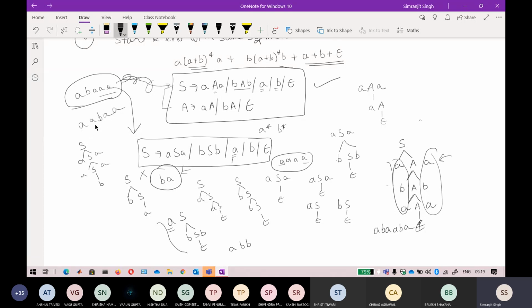Okay, so balanced means there are two A's on the left hand side and two somethings on the right hand side, and in the middle something is there. Okay, so in that way it can be able to derive it, but I don't think that it can. Okay, so just check it yourself also.